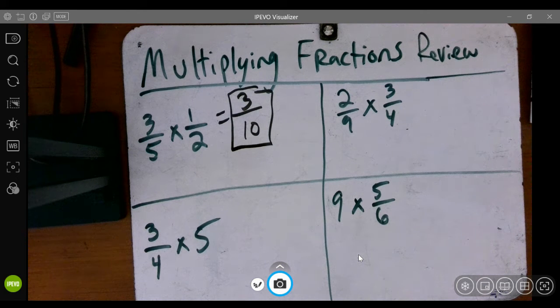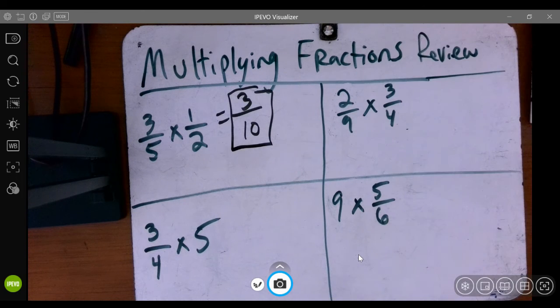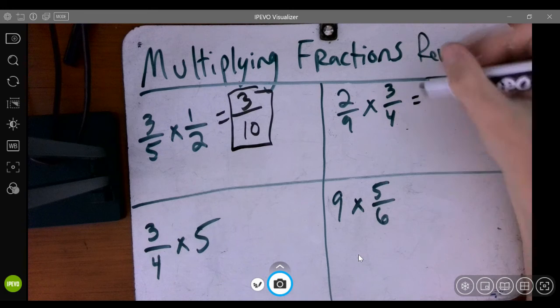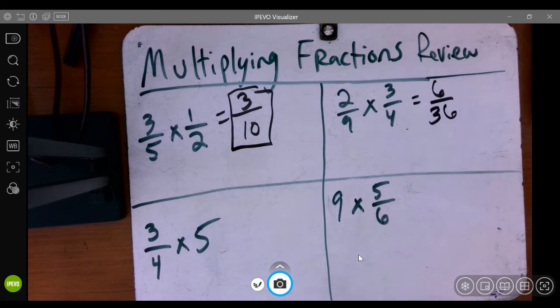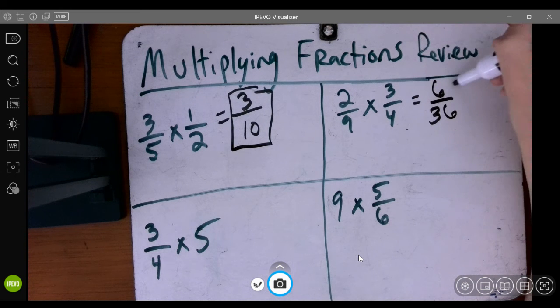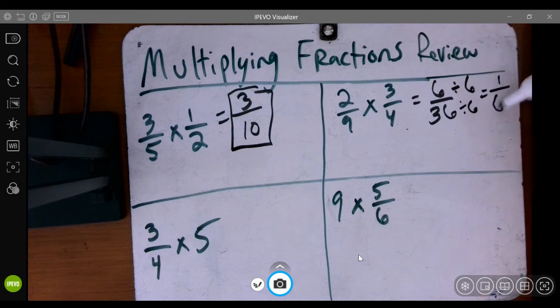All right, and then looking at the next problem, we have 2/9 multiplied by 3/4, and we can multiply straight across again. Now, that's not going to give us a fraction in simplest form, so we're going to need to divide by a common factor, which in this case is 6, and the final answer in simplest form would be 1/6.